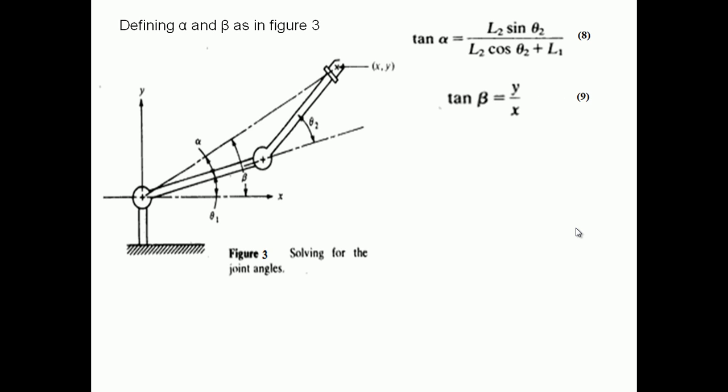So if you are taking these trigonometric relations, tan alpha will give you L2 sin theta 2 divided by L2 cos theta 2 plus L1. Just make the relations, you will get it easily. So alpha, as I told you, is the inclined angle of the diagonal line which is drawn in figure 3 with the link 1. The diagonal is alpha, and the link 1 up to that is alpha.